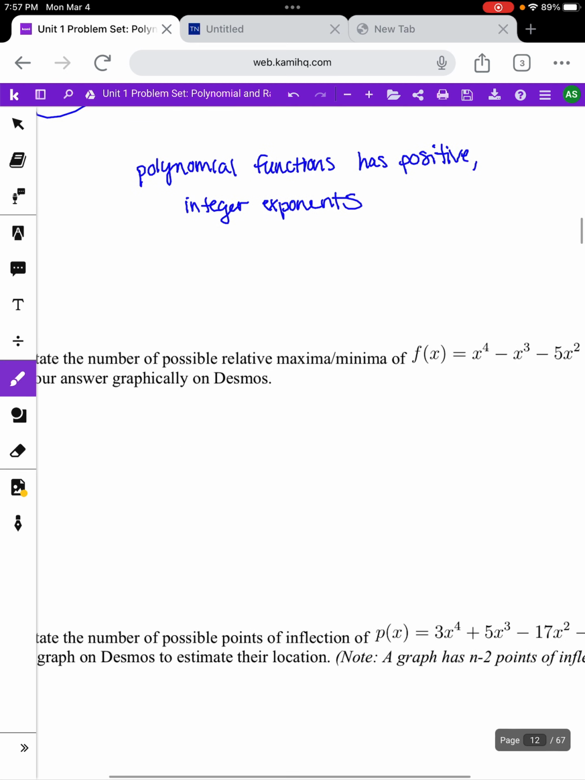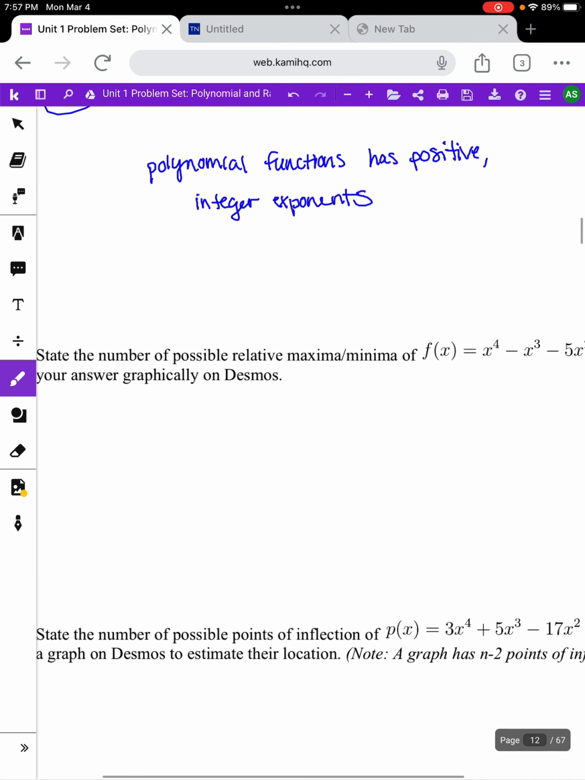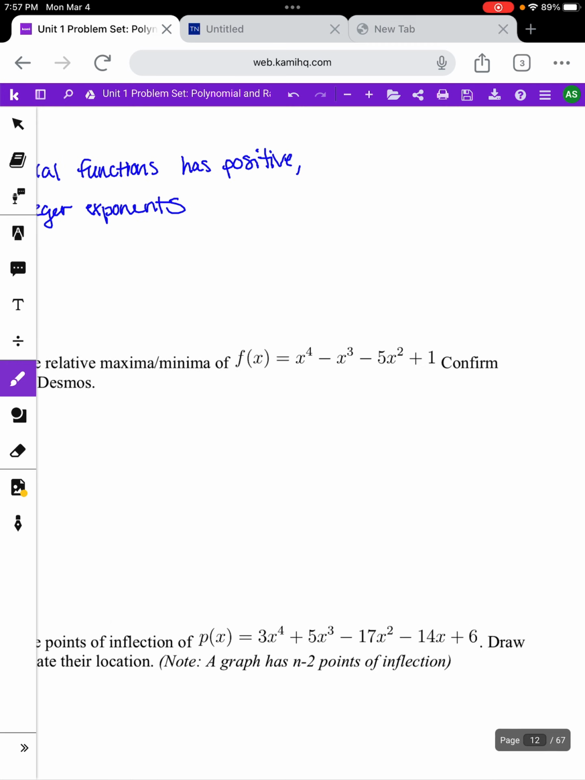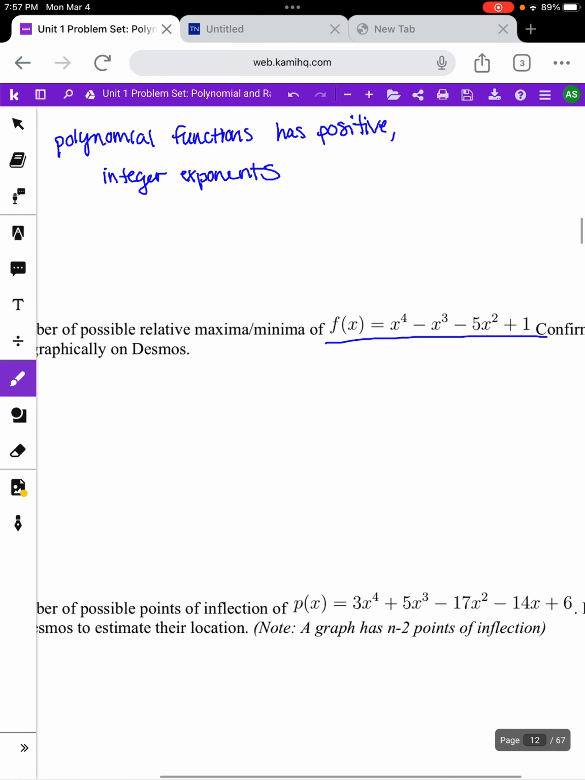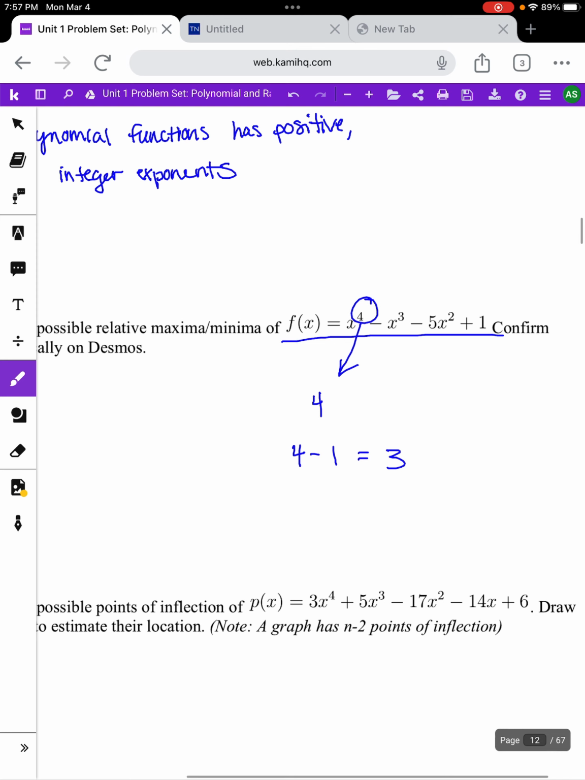State the number of possible relative extrema or minima of that function. Confirm your answer by graphing it. Okay, so this function, relative minimum or maximum, so that's like turning points, and the turning points is n minus 1. So if this graph has a highest degree of 4, I'm looking at 4 minus 1, which equals 3. So it should have a maximum of 3 turning points. So let's go graph this in our graphing calculators.